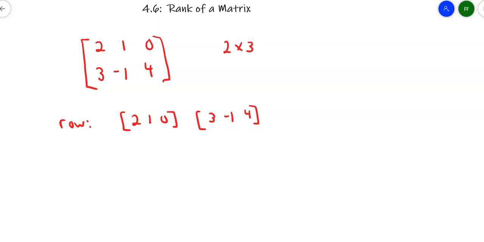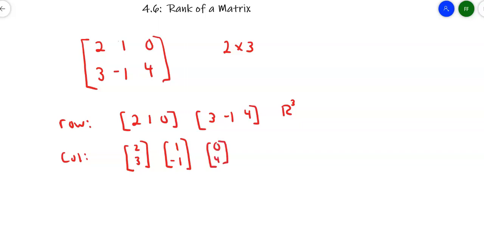So these row vectors actually operate in R3. Okay, how about the column vectors? The column vectors, there's 3 of them: 2, 3. The next column vector is 1, negative 1, and the third column vector is 0, 4. These column vectors operate in R2, right? Each of them has 2 components.